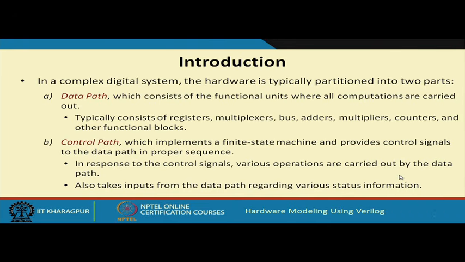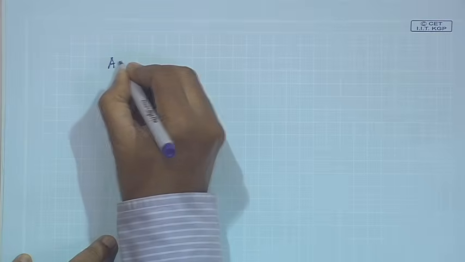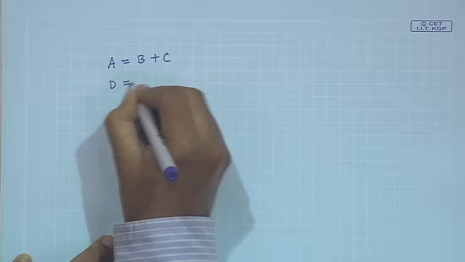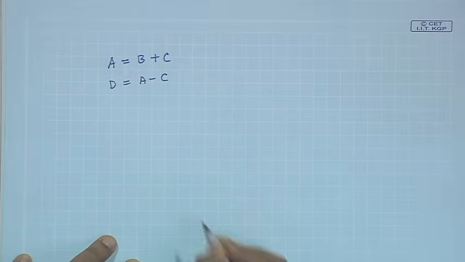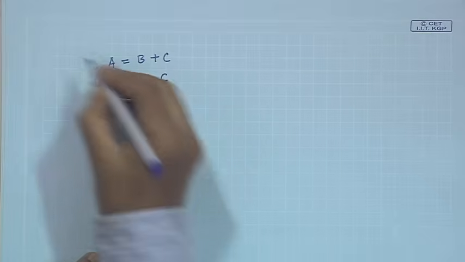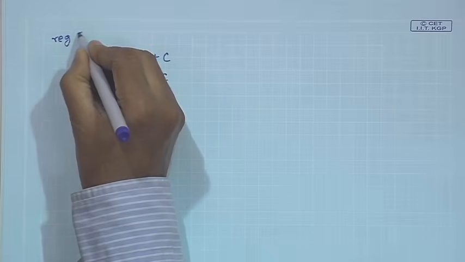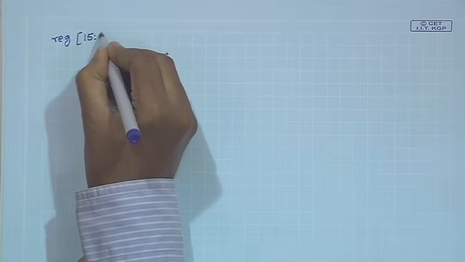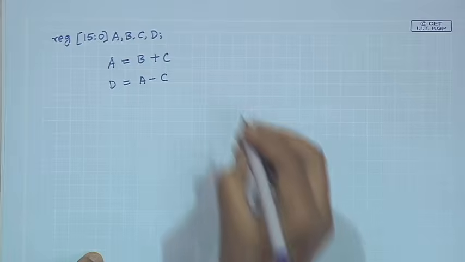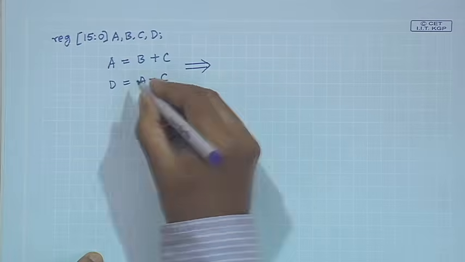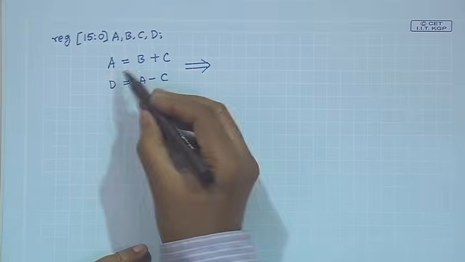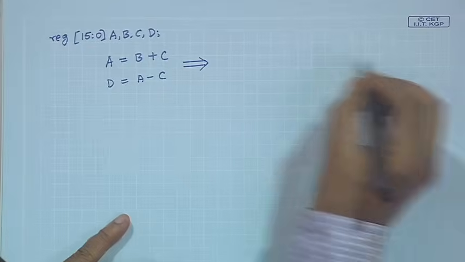Okay, let us take a very simple example. Suppose we have two statements: A equal to B plus C, followed by D equal to A minus C. Now, let us say A, B, C, D are all registers. Let us say we have defined them as 16-bit registers A, B, C and D. When we are trying to build hardware for this, intuitively, what should my hardware look like?